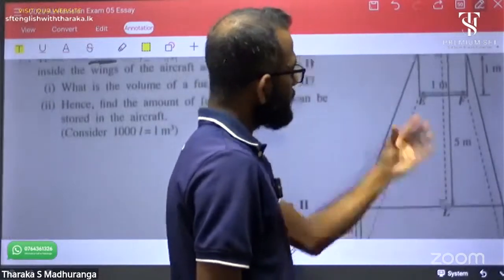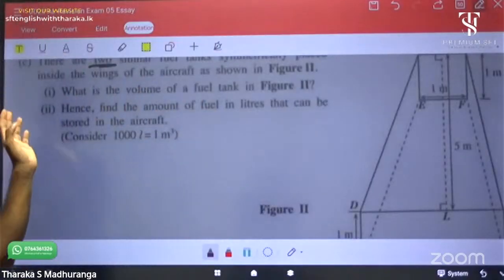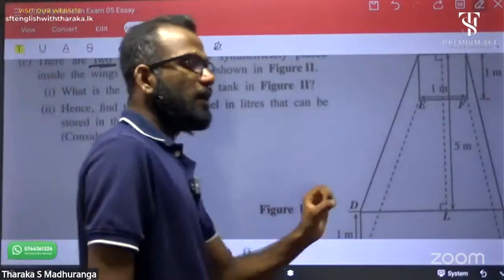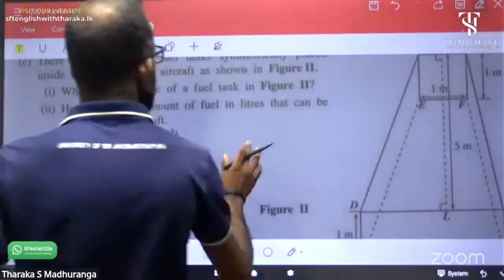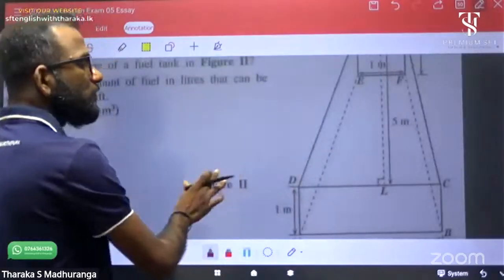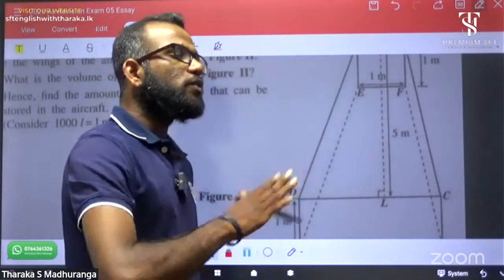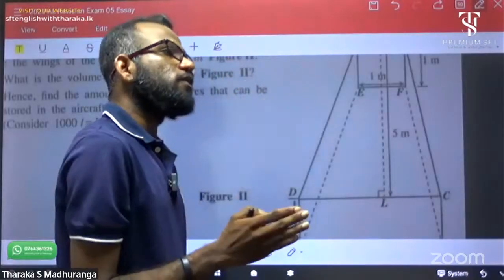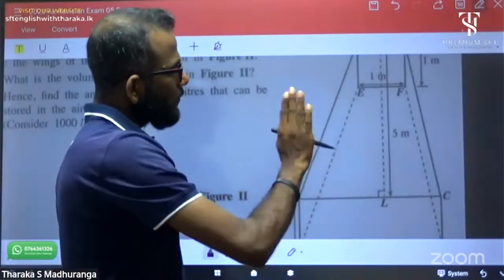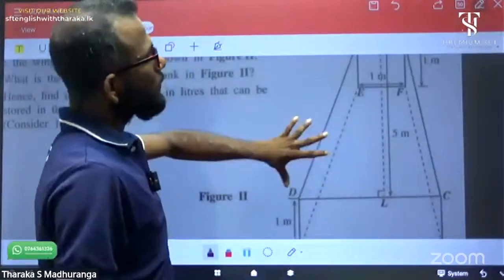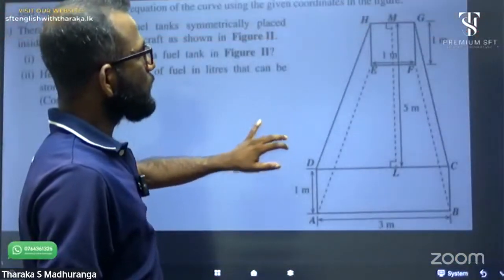The fuel tank diagram. What is the volume of the fuel tank in figure 2? In the volume lesson, do you remember I explained about uniform cross section objects and non-uniform cross section objects? Now tell me, is it a uniform cross section object or not?